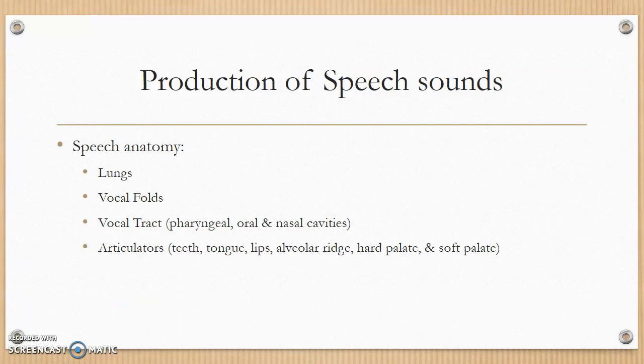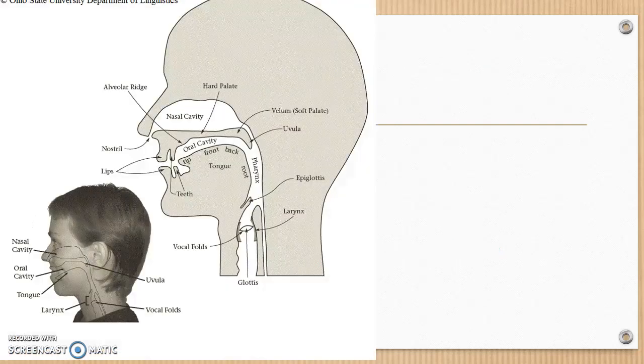So how do we produce these speech sounds? We have these human bodies and they make these certain noises. How does it happen? If we look at our speech anatomy, we start with the lungs. The air comes up through the vocal folds, it goes through the vocal tract, and then through the articulators. So let's talk about each of those a little bit.